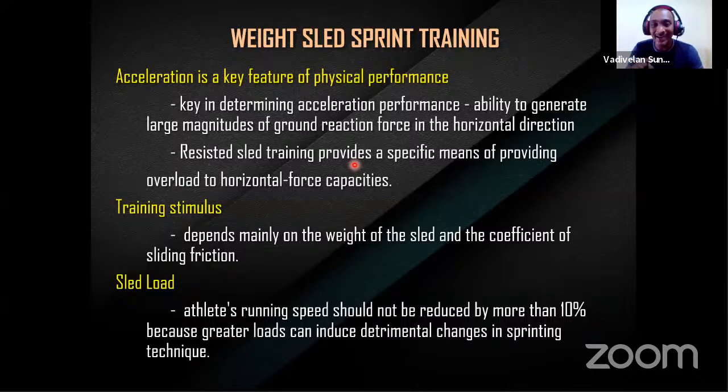So resisted sled training provides a specific means of providing overload by horizontal force that will increase the acceleration we have seen before. The training stimulus depends mainly on the weight of the sled and the coefficient of sliding friction. So which surface is being used, whether on the field or in the weight room, the surface determines the coefficient. The training stimulus is always different depending on the weight the athlete is using for the sled, and the training surface also plays a role.